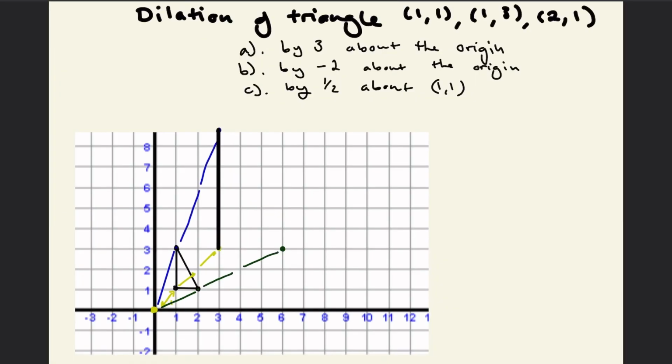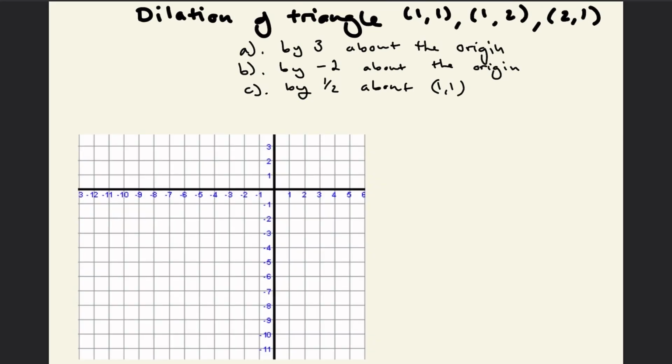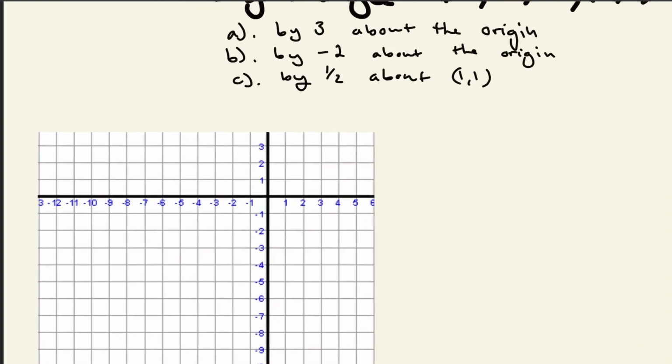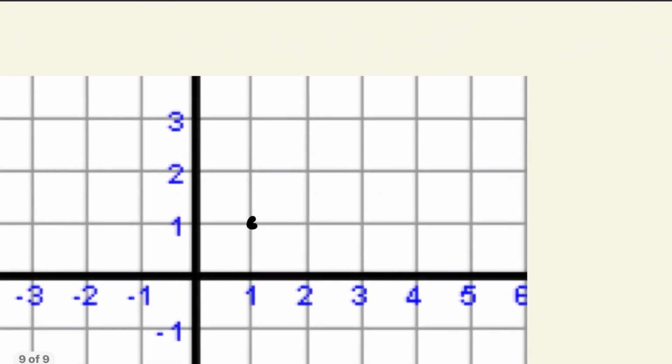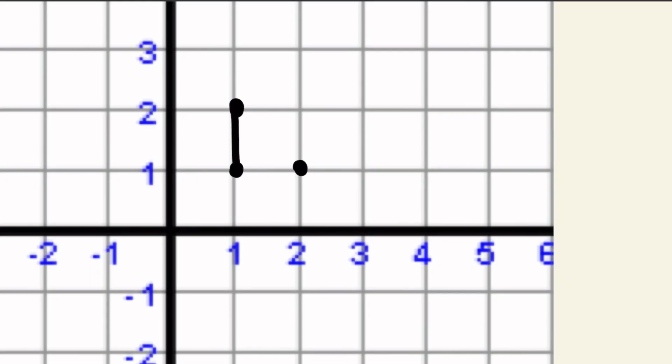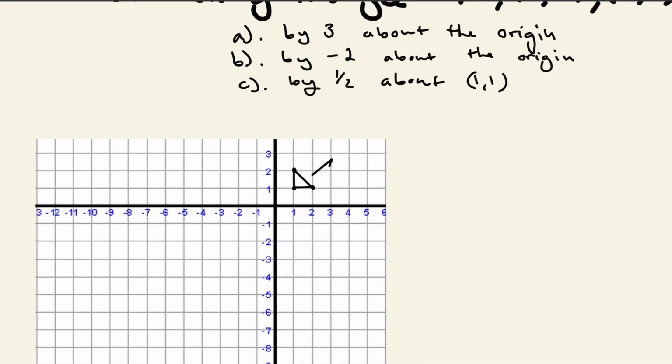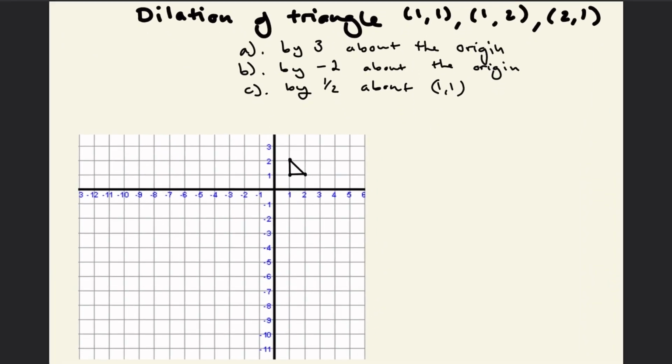Alright, how about we do the second one? Alright, so this dilation, the second one, I changed the coordinates of the triangle because why not? And we have the points (1, 1), (1, 2), and (2, 1). So this is our triangle. And now we have a negative dilation. And what that means is basically that instead of going this way, we're going this way. We're going the opposite way. And it's about the origin.